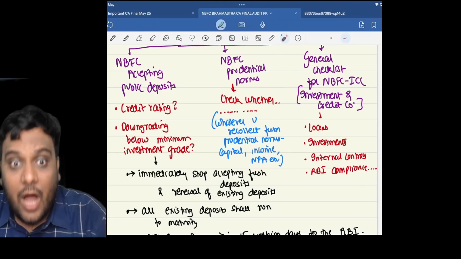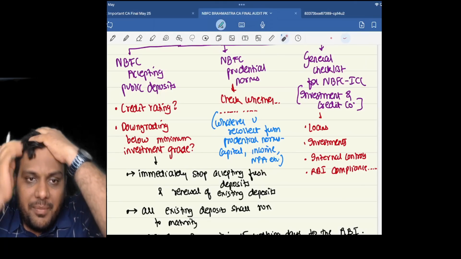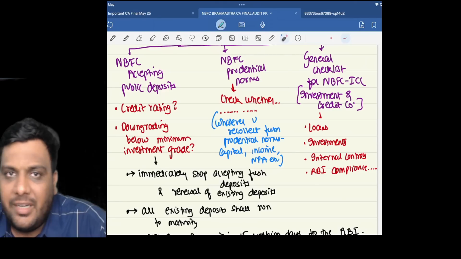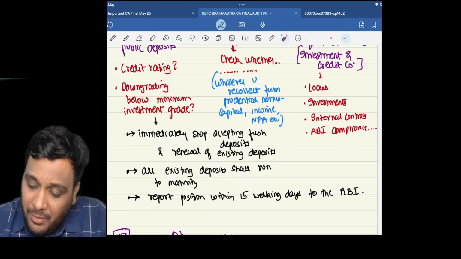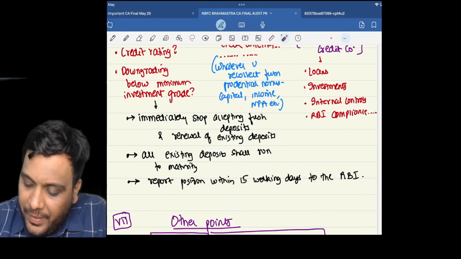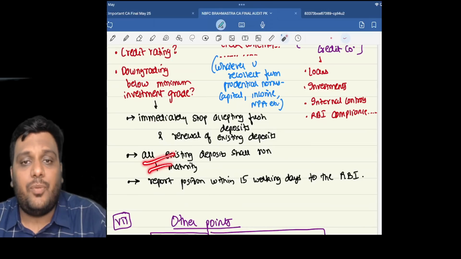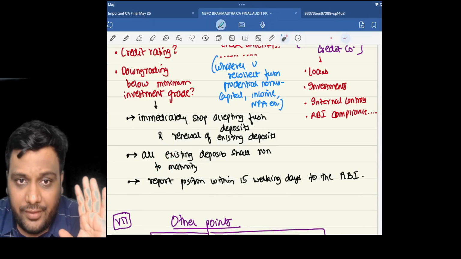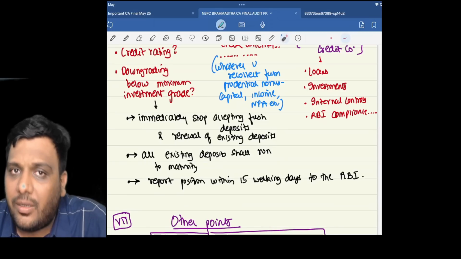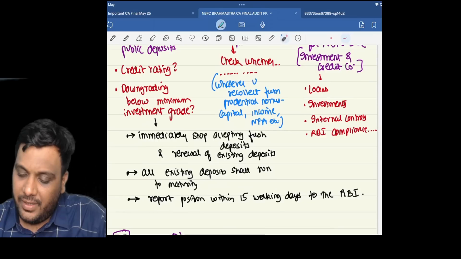NBFC's credit rating is downgraded? What if it reaches below the minimum investment grade? Minimum investment grade is the basic credit rating which is required to start accepting public deposits. If it reaches below minimum investment grade, and this has been an examination question, they need to immediately stop accepting fresh deposits and renewal of existing deposits. All existing deposits will run only up to the maturity. All right, and they need to report the position within 15 working days to RBI if the credit rating is downgraded below the minimum investment grade.